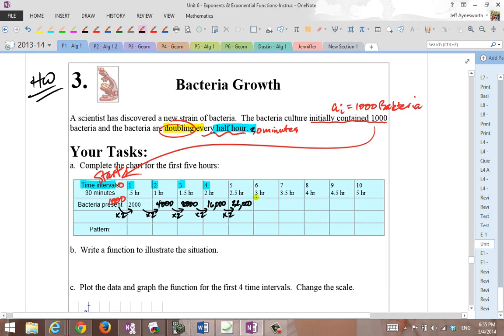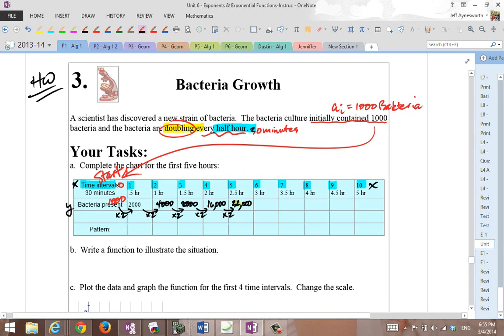That's getting to be a lot, by the way. That's after 2.5 hours or 5 intervals. Again, these right here are the number of intervals where it's doubling that I'm highlighting. This is going to be our x values here in a minute. X is going to be the number of time intervals. And the bacteria present is going to be y in our function here.